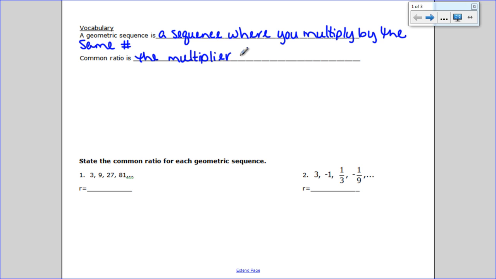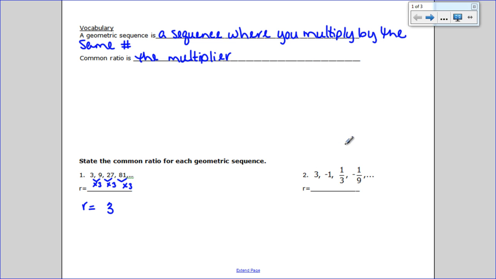So the first thing we're going to do is just find the common ratio. We just need to know what it is. If you look at example number 1, we know that it's geometric, so we know we have to multiply. To get from 3 to 9, I have to do times 3. To get from 9 to 27 is still times 3. And from 27 to 81 is times 3, and I would keep going. So in this case, R is going to be 3. I'm multiplying by 3 to make it work.